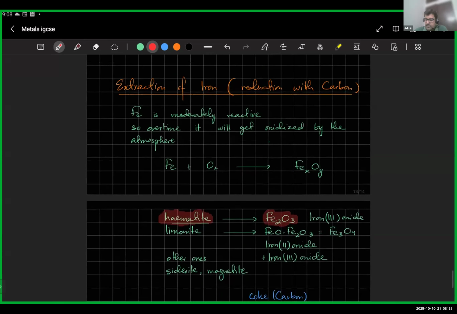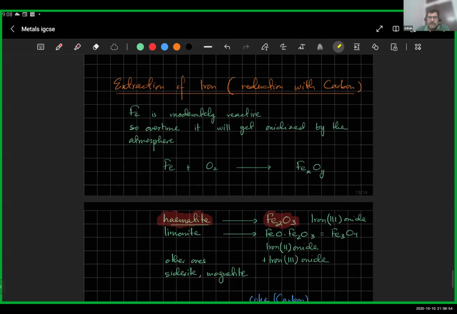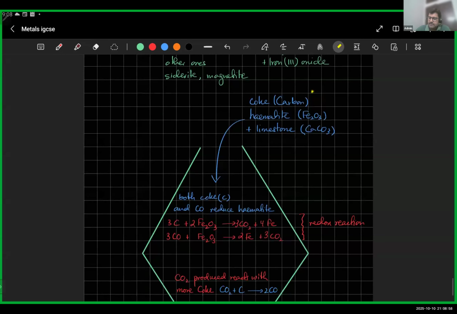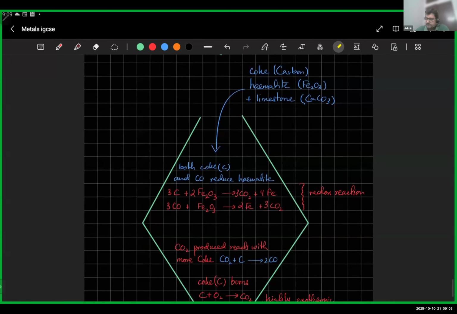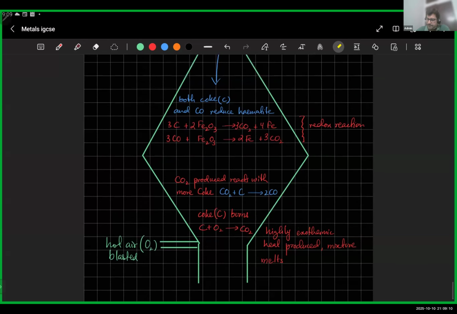Reaction was simple, which was the reduction of iron oxide. You just wanted it to react with carbon, and carbon would steal the oxygens, and you'll be left with Fe. You just had to do that. But the whole process was that you added carbon, you added Fe2O3. Limestone, we're going to come back to it. You would start burning the carbon at the bottom, and it will start producing a lot of heat, and that will melt the mixture.